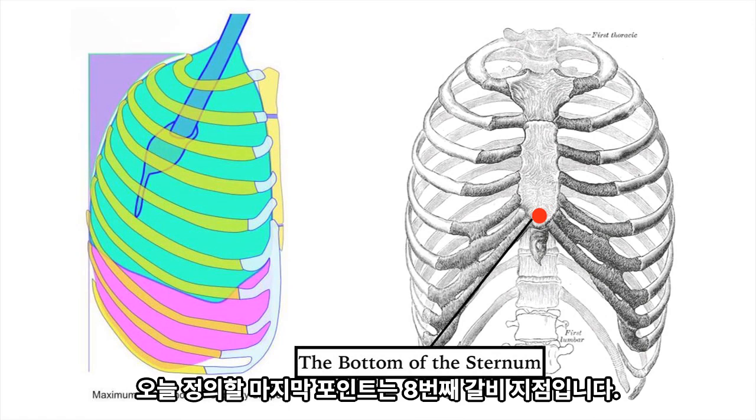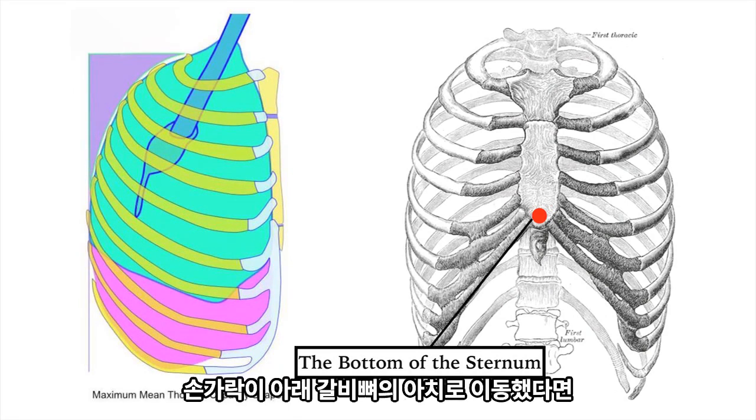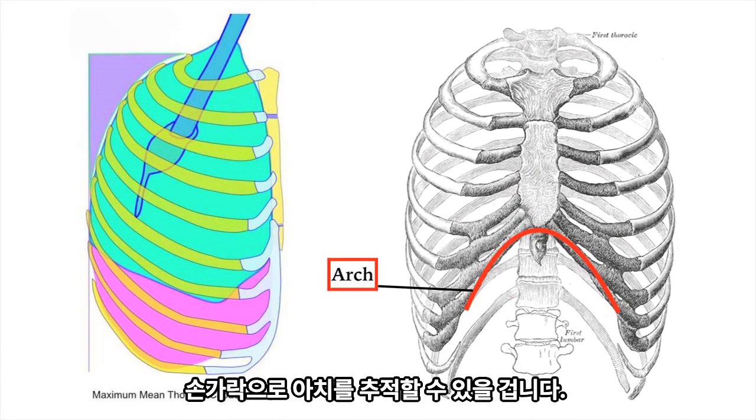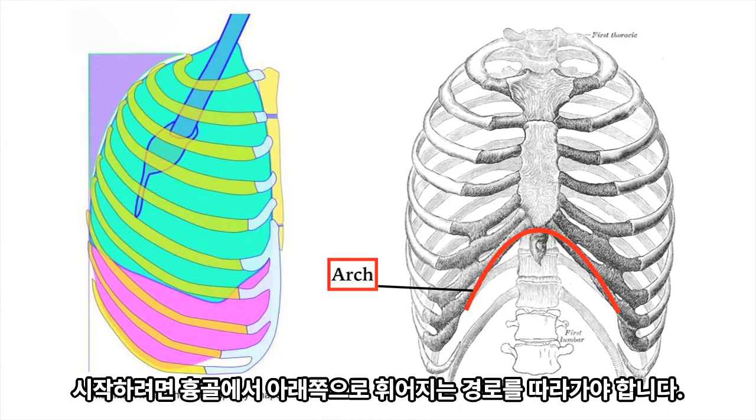The last points we will define today are the rib 8 points. If you now move to the arch of your lower ribs, you can trace down the arch with your finger. To begin, you should be tracing a path that curves down and out away from the sternum.